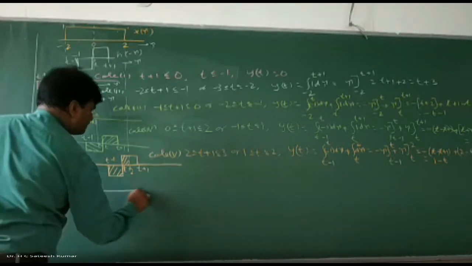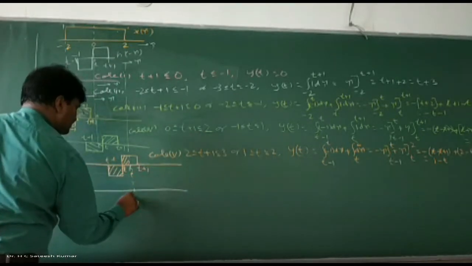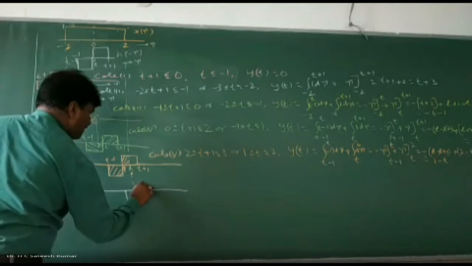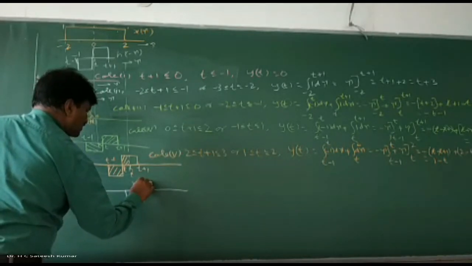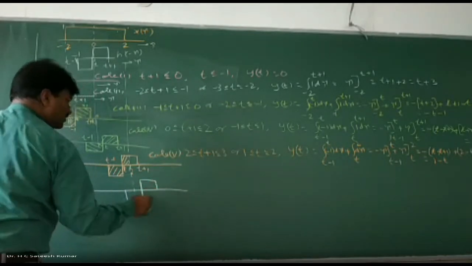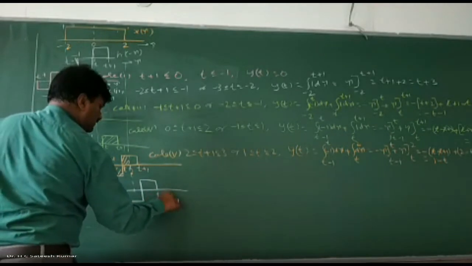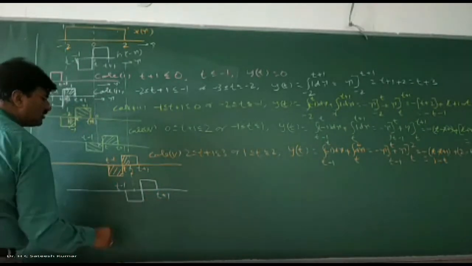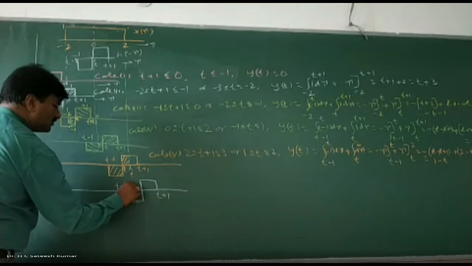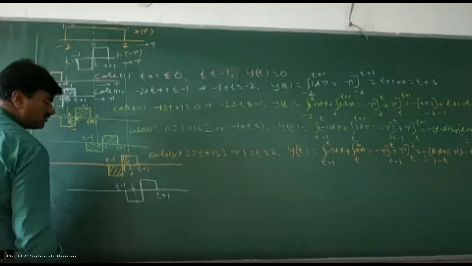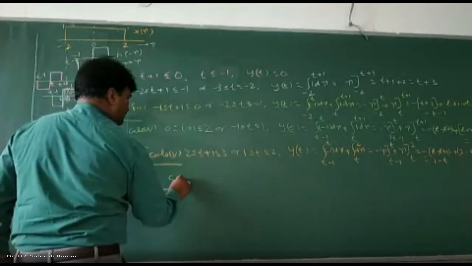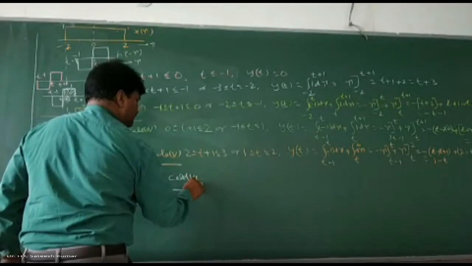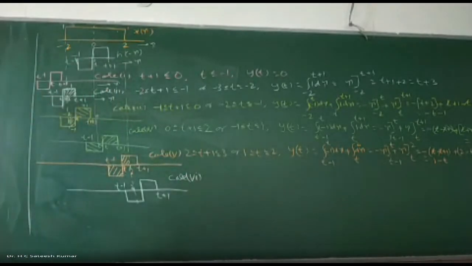Case number 6. It is trying to move away. So the second portion, the negative portion, has gone out. So this is t plus 1, this is t minus 1, and this is your 2. Okay, right? So now case 6. What is it that we have?